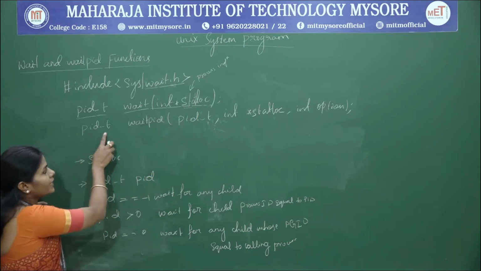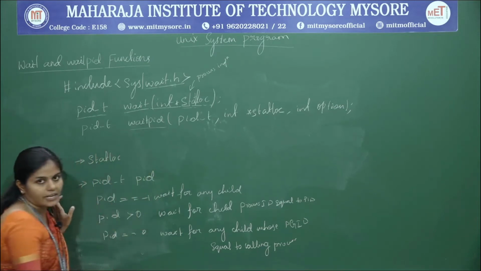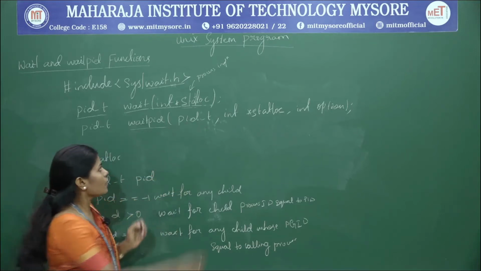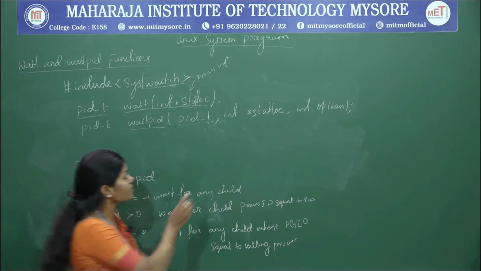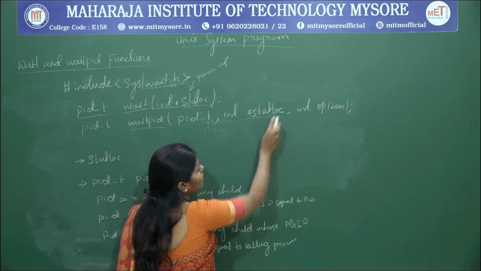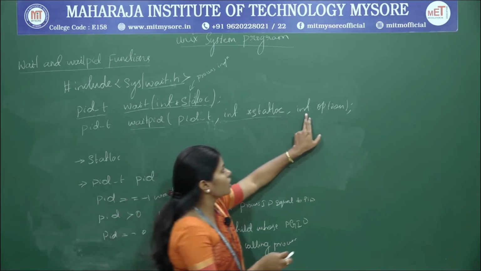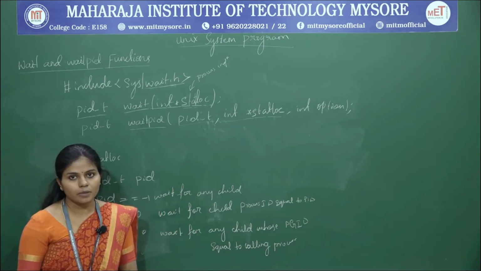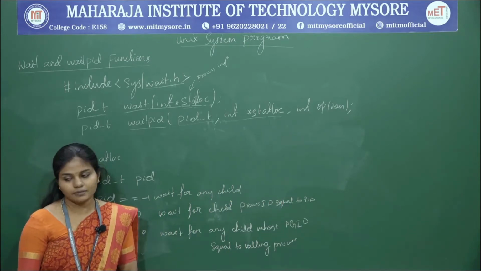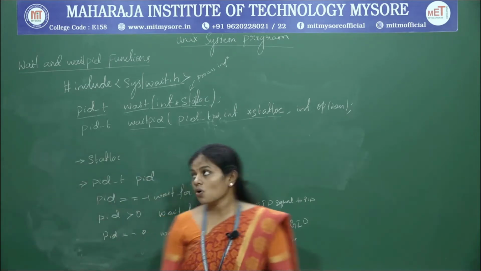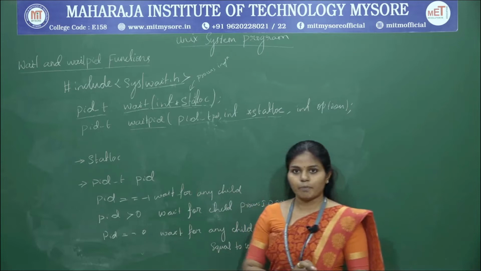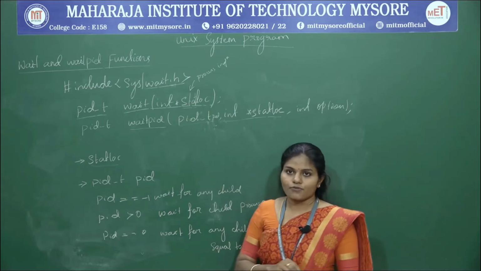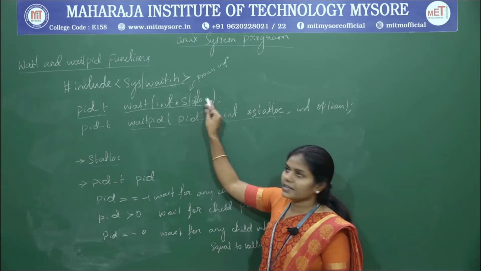The second one, pid_t waitpid. Waitpid is going to accept three arguments. The first one is pid, the second one is int *stat_loc, the third one is int options. So these are the three parameters it accepts. Let us see the difference between wait and waitpid. See here, the first argument for both wait and waitpid is the stat_loc.